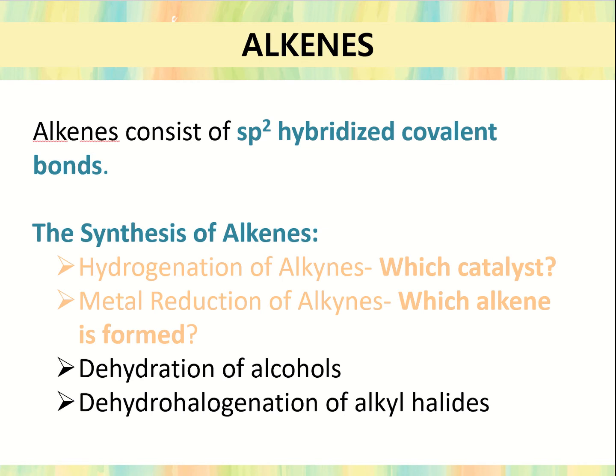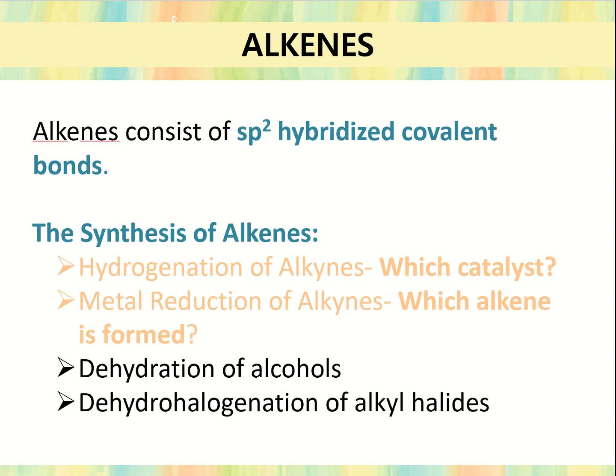Now, for alkenes, you should have known that they consist of sp2 hybridized covalent bonds, right? And for their synthesis, you would have been introduced to them already. That is the hydrogenation of alkynes using which catalyst? So that should ring a bell. Which catalyst? Metal reduction of alkynes. And which alkene is formed? Is it cis or trans?